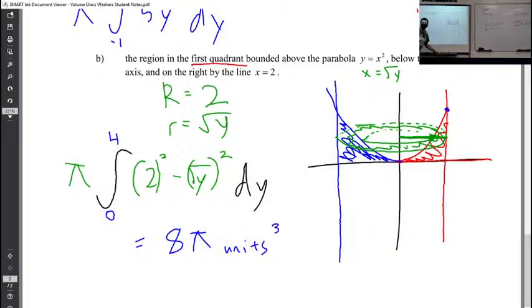Again, that's a pretty easy antiderivative. Because once again, I have square roots that I'm squaring. And we wind up getting that. Questions?